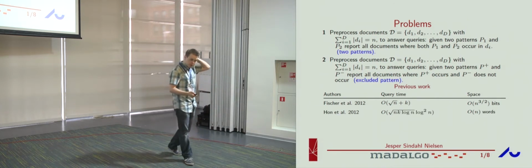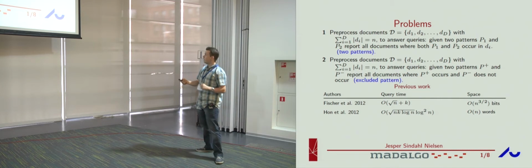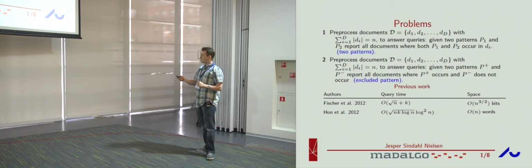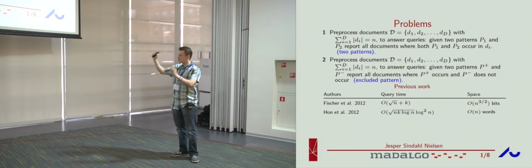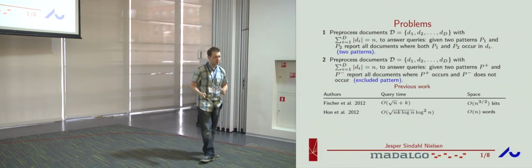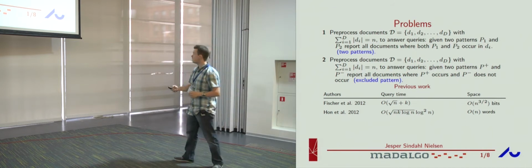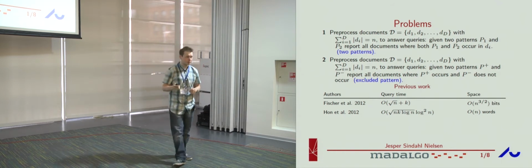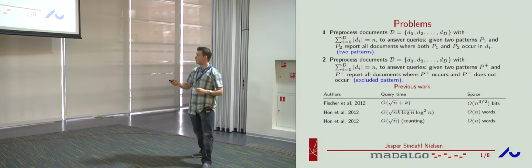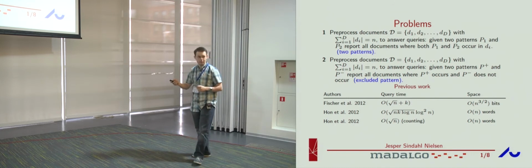In the same year, Hon et al. came up with a solution running this time. Actually, if you read the paper, they have this log n factor as well, which you don't need. It's a predecessor structure, which you can replace by range successor queries. Anyway, the important thing is they got down to order n words. And in the same paper, you get square root n counting.